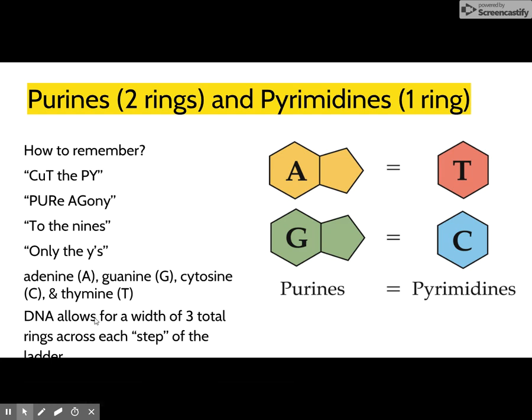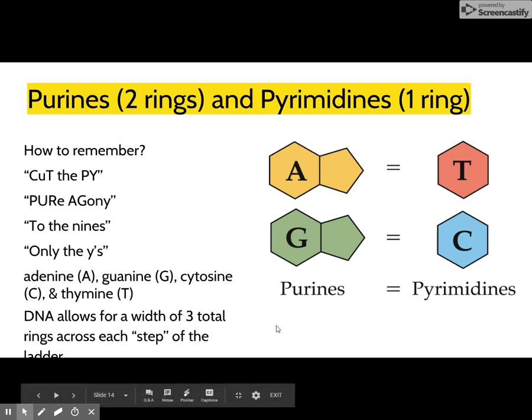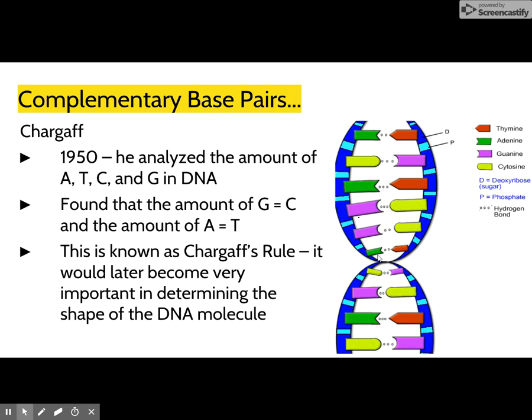DNA likes to be equally distant. So DNA has to have the same width. So there's only enough space for 3 rings across a step of the ladder. So if we look at this picture, we can only have 3 total rings. So adenine would have 2, and then we would have thymine.